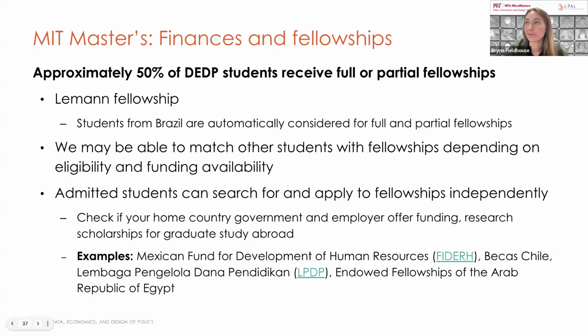Okay, now to briefly comment on the finances and fellowships. We try to ensure that as many students as possible have financial assistance, but we cannot guarantee that funding will be available for everyone. About half of our current students have a partial or a full fellowship, and this includes both internal fellowships at MIT and external fellowships that the students find in their own networks. Currently, all applicants from Brazil are automatically considered for fellowships from the Lehman Foundation, which will cover tuition, insurance, and living costs if it's a full fellowship, and if it's a partial fellowship, it will offset some of the tuition costs.